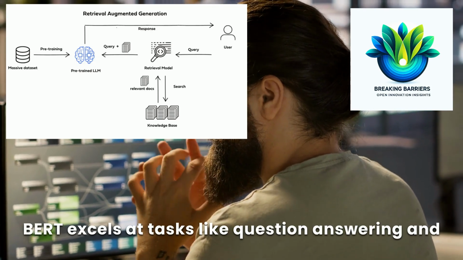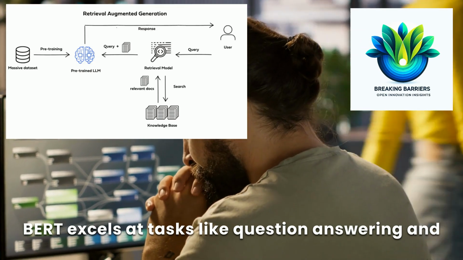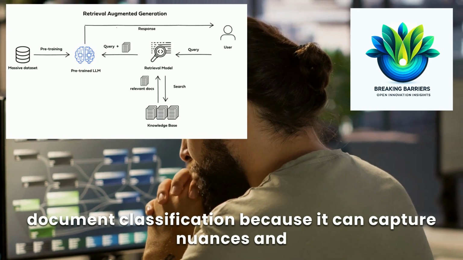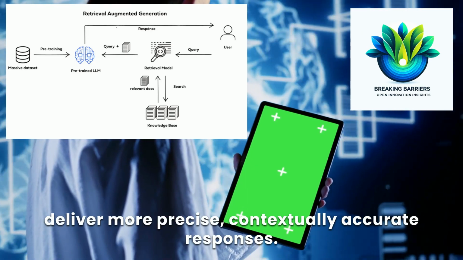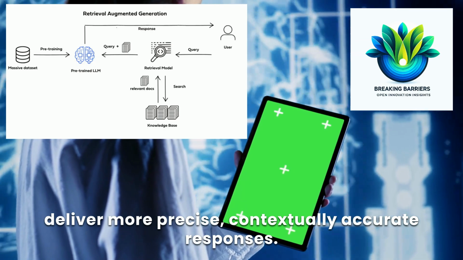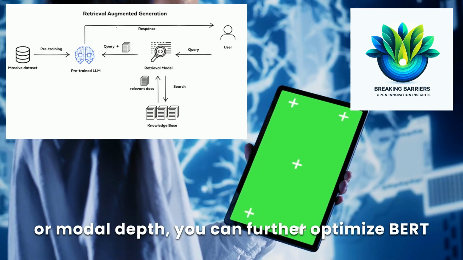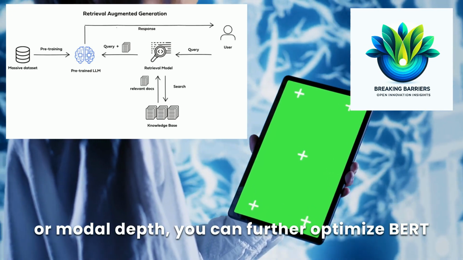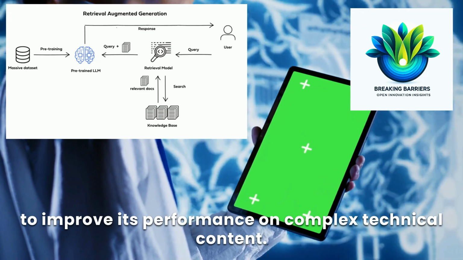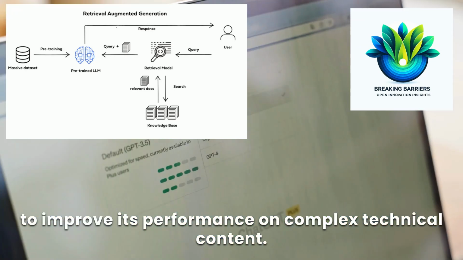BERT excels at tasks like question answering and document classification because it can capture nuances and deliver more precise, contextually accurate responses. When fine-tuning parameters such as learning rate or model depth, you can further optimize BERT to improve its performance on complex technical content.